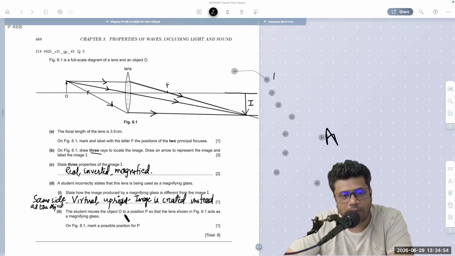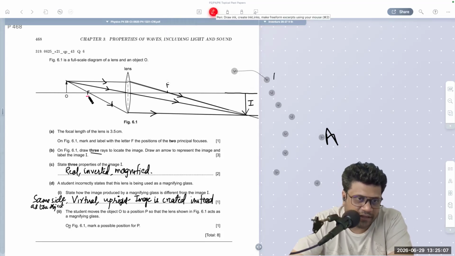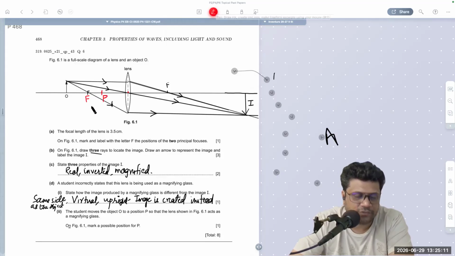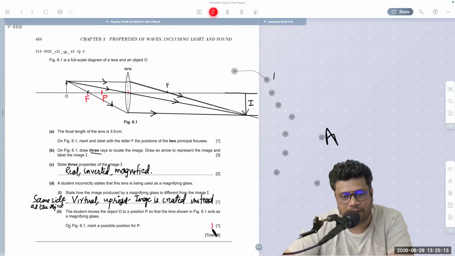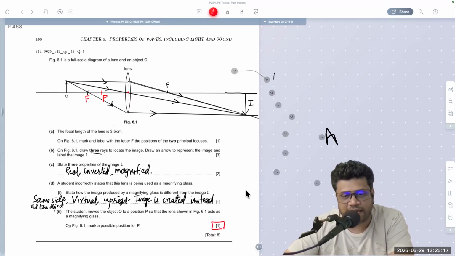The student moves the object O to a position P so that the lens acts as a magnifying glass. On the figure, mark a possible position for P. Well, I can place the object between the focus and the optical center. I can place it somewhere here, there. So that is one other marking point that I'm going to get in this question. Let's go check out what the answer is in the mark scheme.